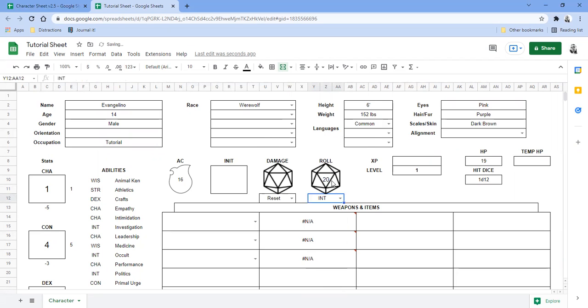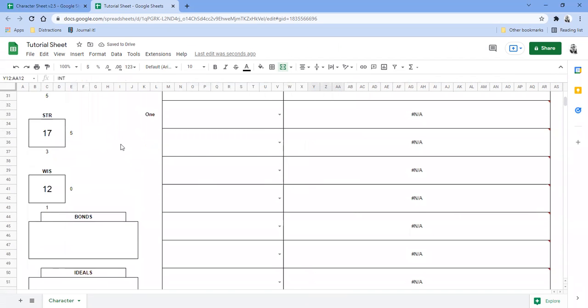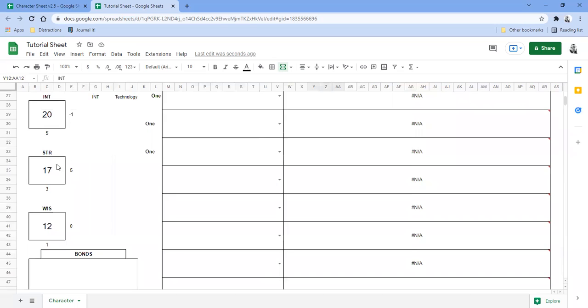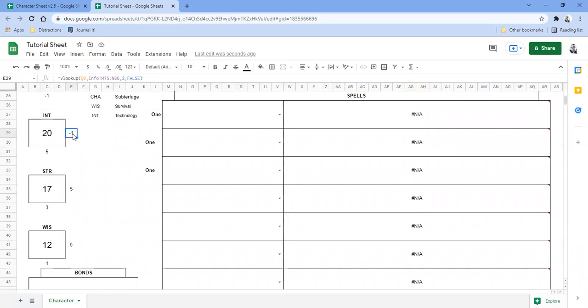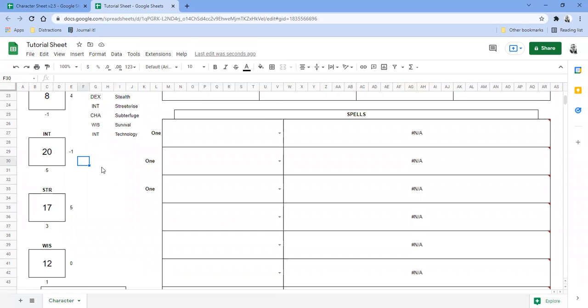Intelligence, you got a 20. So you got a number between 1 and 20 that added this and this to it. Now, when I say it added a negative, we all know that 20 minus a negative 5 is actually 20 plus 5, or 20 plus a negative 5 is 20 minus 5. We all remember that from school.